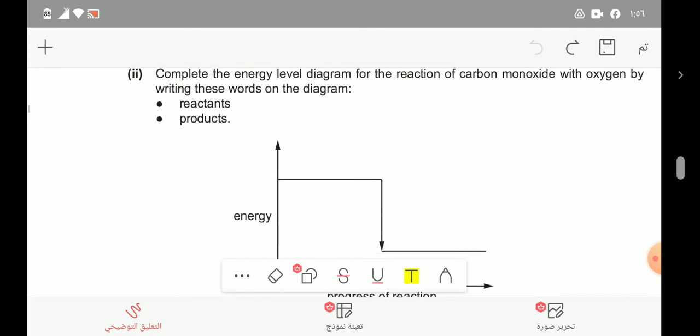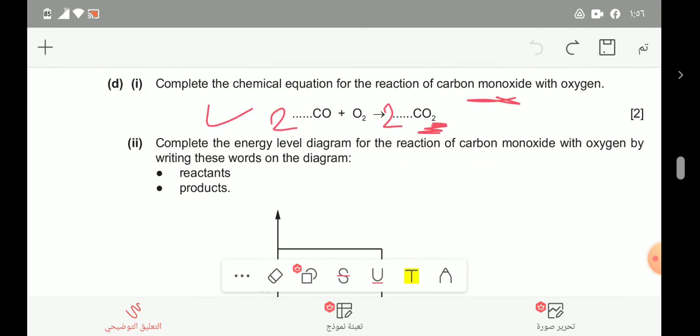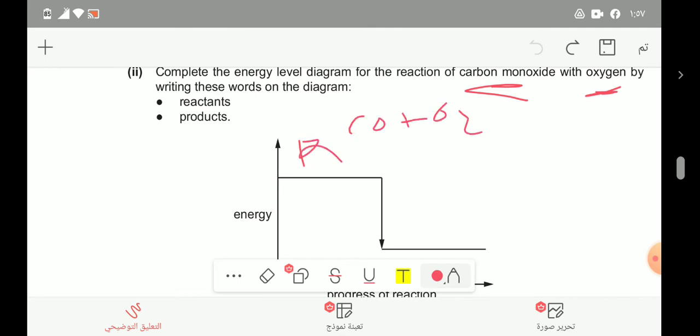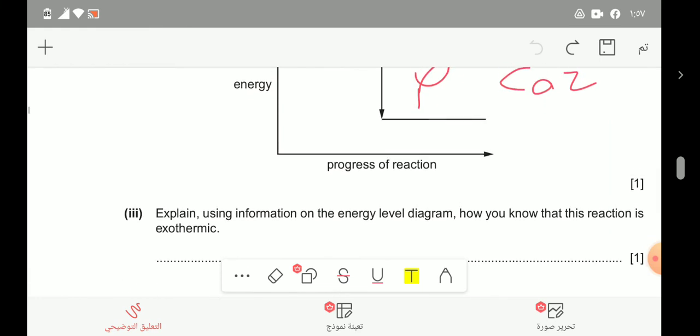Complete the energy level diagram for the reaction of carbon monoxide with oxygen. Write the words on the diagram, reactants to products. Here the reactants are carbon monoxide and oxygen. Here the product is carbon dioxide. So easy.